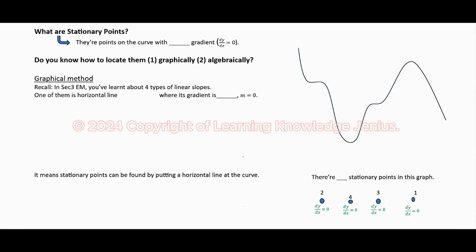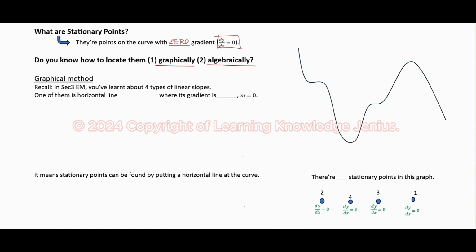Stationary points are points on the curve with gradients denoted by dy/dx equal to 0. To locate them, we have two methods: graphical methods and algebraic method.